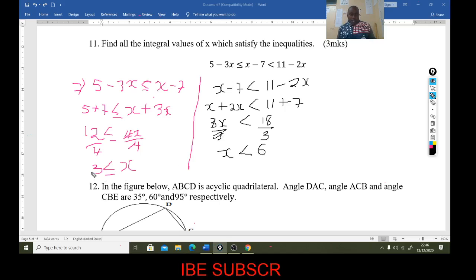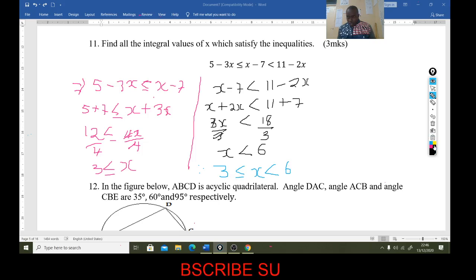Now when it is this way, you just combine this and this the way they are. Therefore we shall have 3 is less or equal to x, and x is less than 6. So the integral values, 3 is less or equal to x.